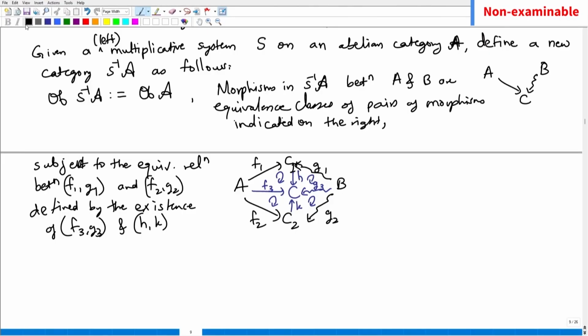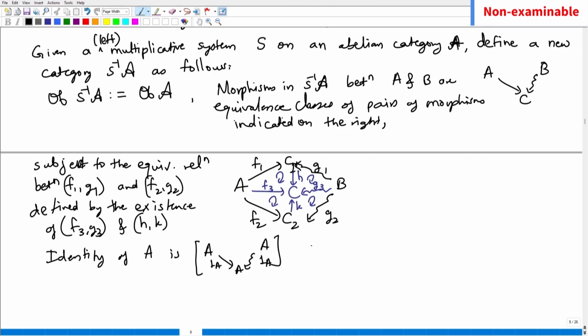So subject to this equivalence relation, we are defining a new category. So what is the identity? The identity of A is, can you guess? 1 sub A and 1 sub A. So A to A should be a sink and both of them should be identities. We do not change anything. It is the equivalence class of this.